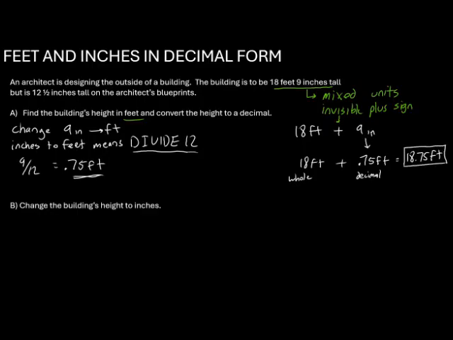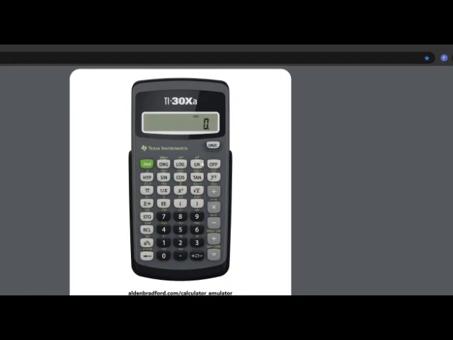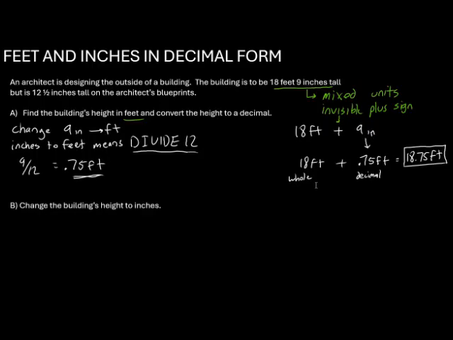Let's verify this in the calculator though. In our calculator, we take our 18 feet, then we'll say plus 0.75. When we press enter, we do get 18.75. This will work anytime you have a whole number and you're adding a pure decimal. This gives us our building's height in feet.